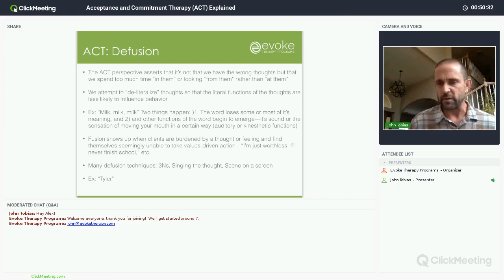So there are many, many different diffusion techniques. One is the 3 N's, and I borrow this one from a guy named Russ Harris, who wrote a great book called The Happiness Trap. The first 2 N's are noticing and naming. The first N, notice, is simply: I am noticing what's coming up for me internally, my thoughts, feelings, bodily sensations, memories. And the second N, naming, is just that. I am putting words to my internal experience.